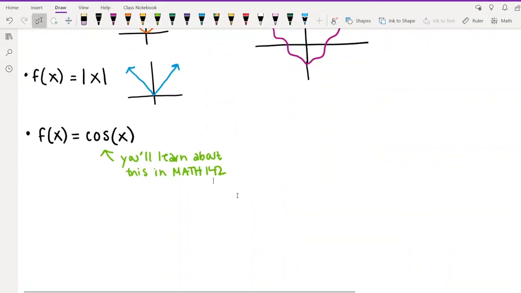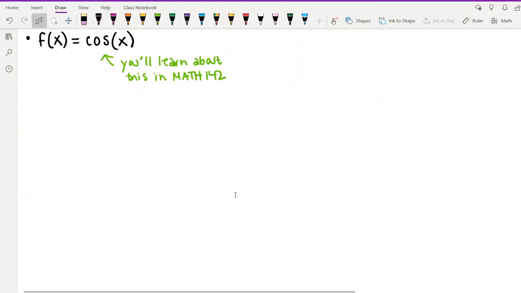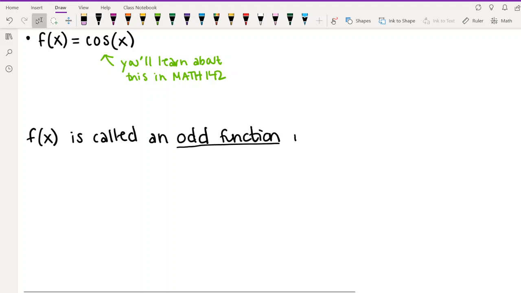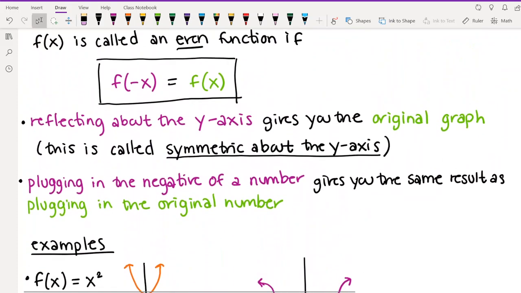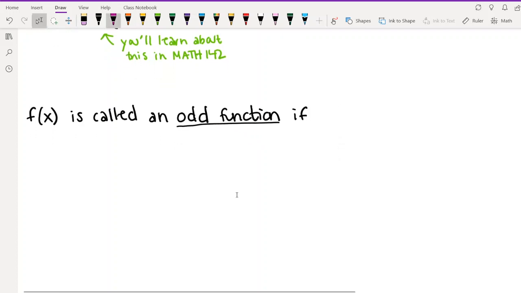Okay, so we're going to continue to define now what odd functions look like, and then we'll do a few problems where we have to actually figure out whether a function is even or odd or neither. Okay, so next up, f of x is called an odd function if, similarly to before, our definition up here was f of negative x is equal to f of x. In this case, it's going to be f of negative x is equal to negative f of x.